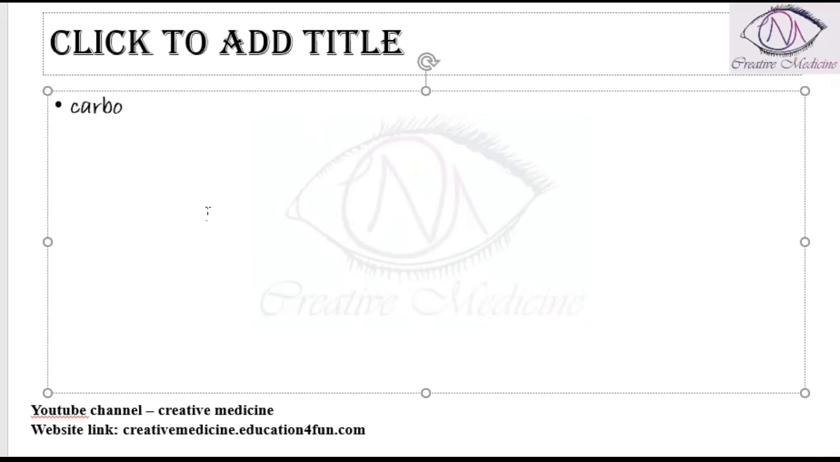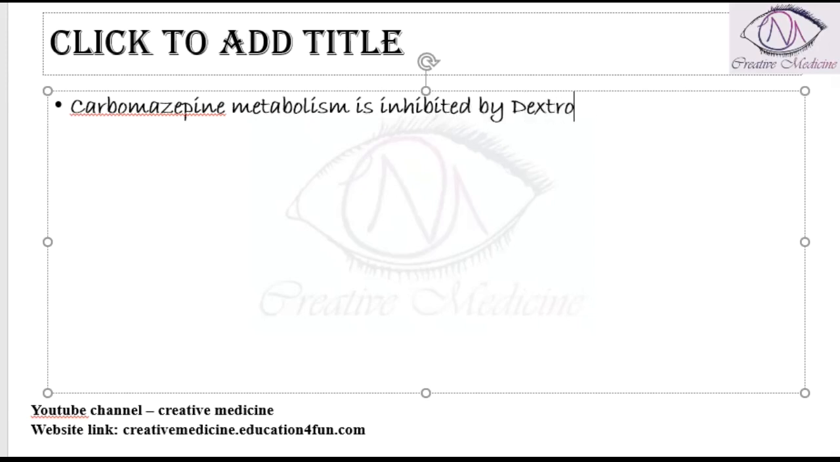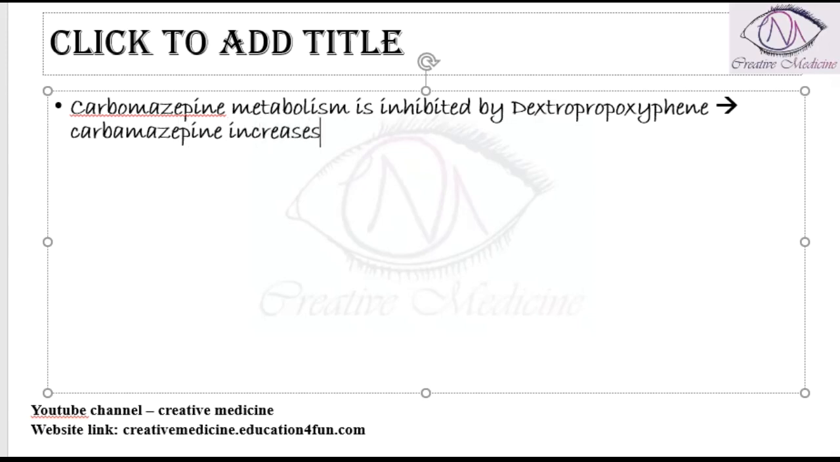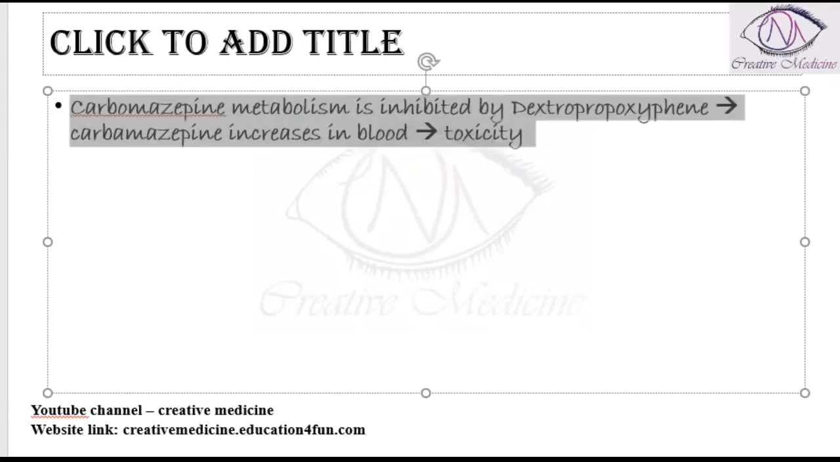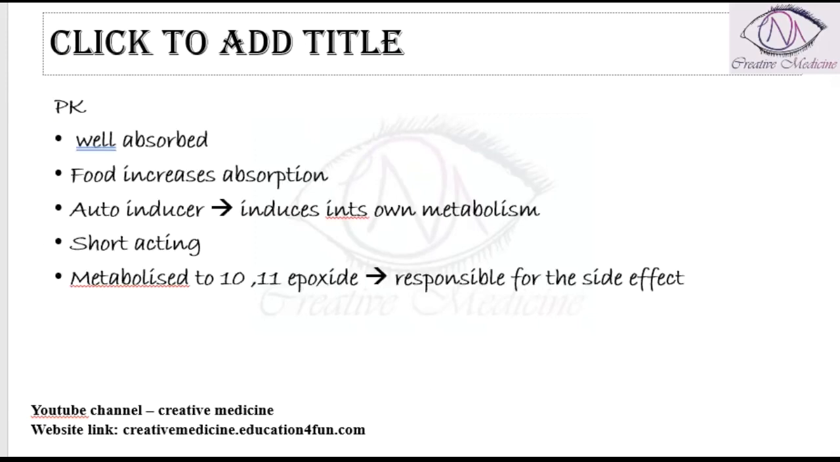Carbamazepine metabolism is also inhibited by one drug. Carbamazepine metabolism is inhibited by the drug called dextropropoxyphene. When dextropropoxyphene inhibits the carbamazepine metabolism, the carbamazepine levels in the blood shoot up, so it increases. When carbamazepine levels in the blood increase, this results in the toxicity of carbamazepine. So this is one more drug interaction.